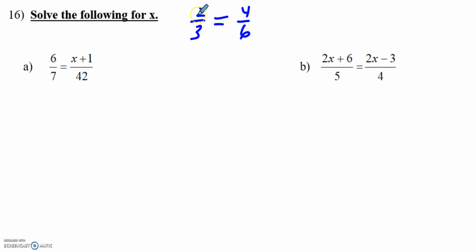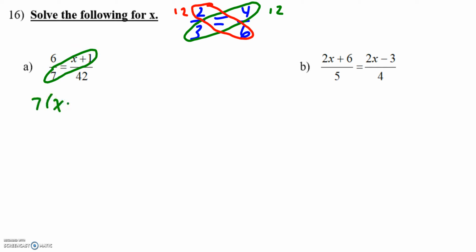And then we looked at that if two fractions are equal, this diagonal, if the 4 and 3 are multiplied, gives me a 12. Then if I look at this diagonal, the 6 and 2 multiplied also gives me a 12. So if two fractions are equal to each other, the diagonals, when multiplied, are also equal to each other. And so if I wanted to generalize to something like part A, I don't know what x is, but I do know that 7 times x plus 1 is going to be equal to this diagonal, which is 6 times 42.